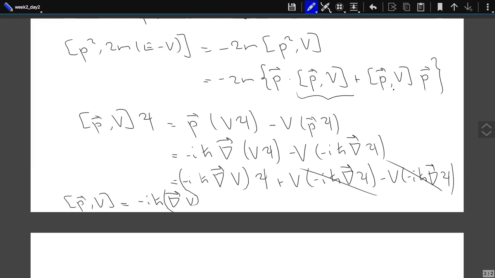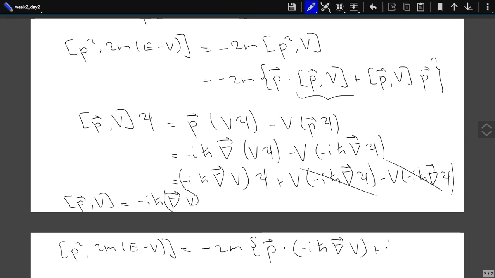So, okay, we know this commutator, so that basically tells us that the commutator of p squared with 2m (E minus V) is equal to minus 2m, p scalar product minus i h bar gradient of V, plus minus i h bar gradient of V dot p. Now that gradient is acting only on V and p is acting on everything that is on its right.